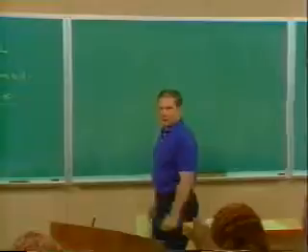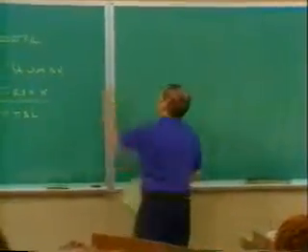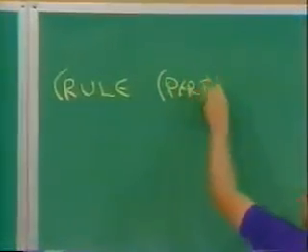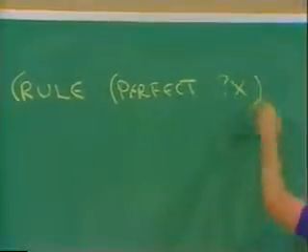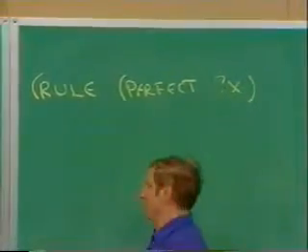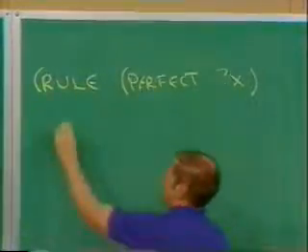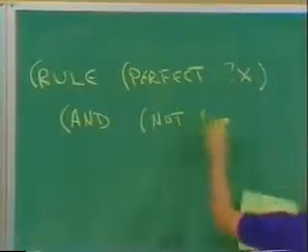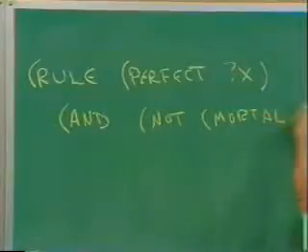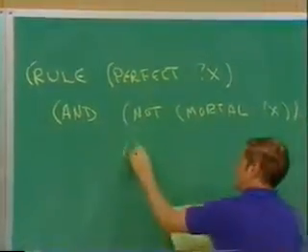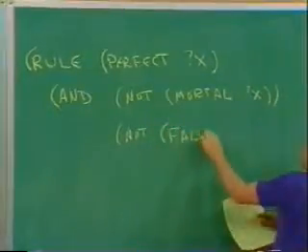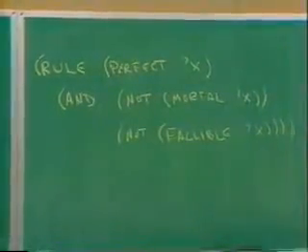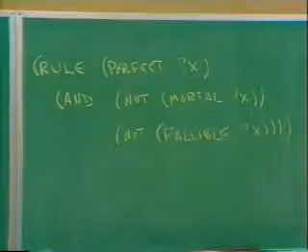suppose we want to extend this. Let's define what it means for someone to be a perfect being. I'll say rule, a perfect being, and I think this is right. If you're up on your medieval scholastic philosophy, I believe that perfect beings are ones who were neither mortal nor fallible. So, and not mortal X, not fallible X. Right, so we'll define the system to teach it what a perfect being is.